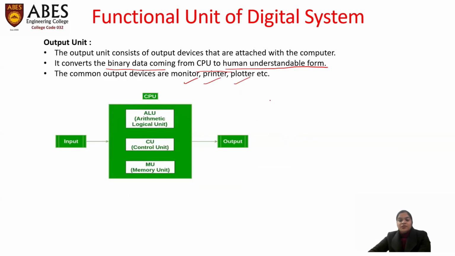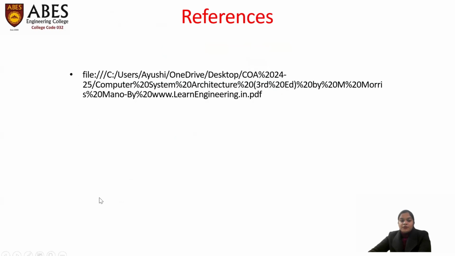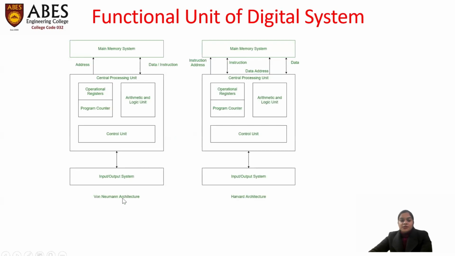Now, based on these components, our digital system can be architectured in two ways. First is the von Neumann architecture. Second is the Harvard architecture.